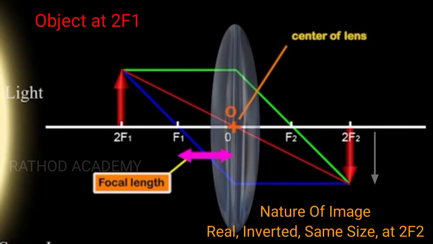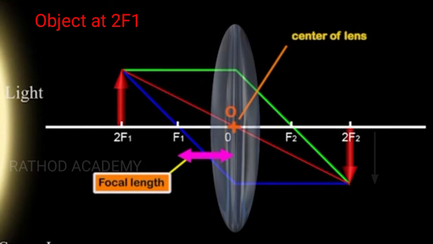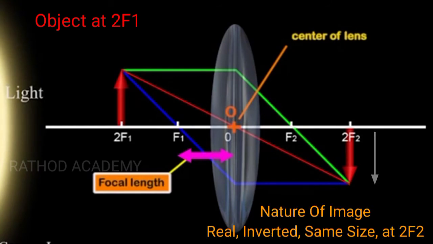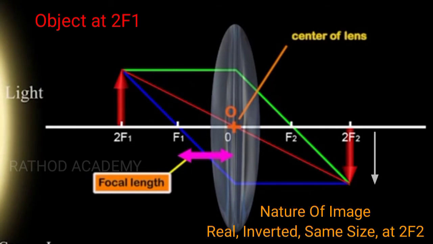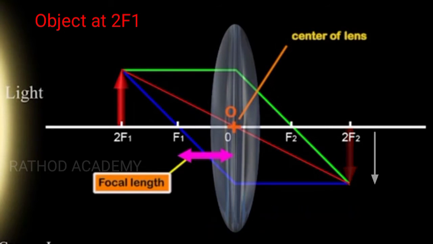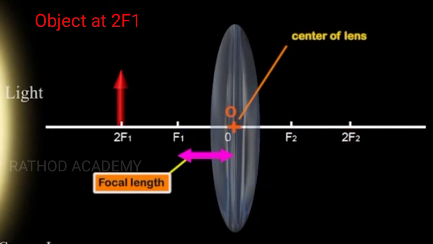The nature is it is real. Why? Because it is formed by the real rays. It is inverted and of the same size, which is formed at 2f2. So this is the first and the simple case.